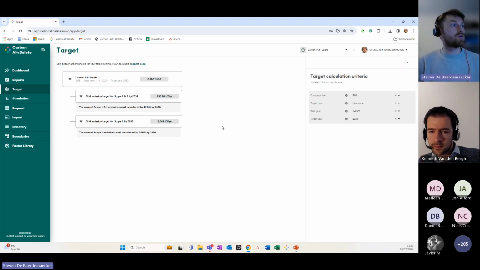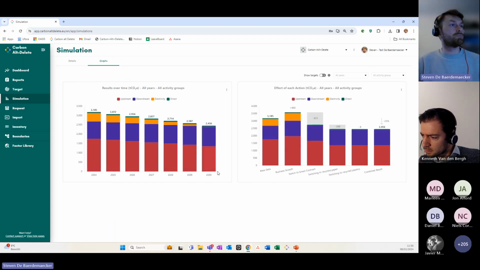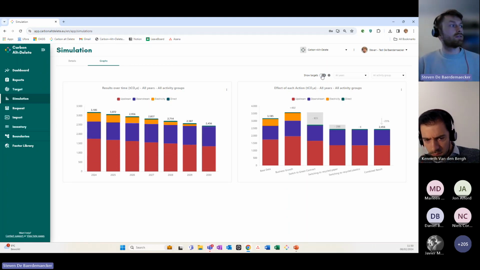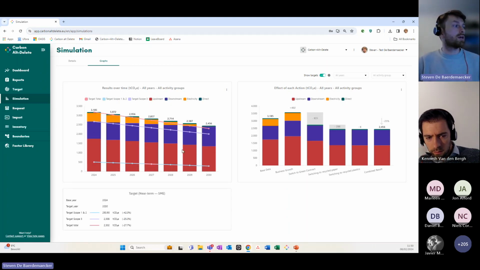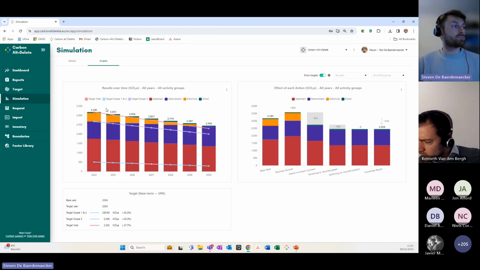Now, as I showed in step 5 of my crash course, I want to compare it to my simulated action, and then I go to the graph of my simulation, and then I can show my targets with this little button. I can hide it or show it. I get an overview of my base year, my target year, my target scope 1 and 2, my target scope 3, my target total, as I had in my previous view in the target setting, and I can start comparing my actual targets with the action I addressed and the subsequent greenhouse gas emissions.